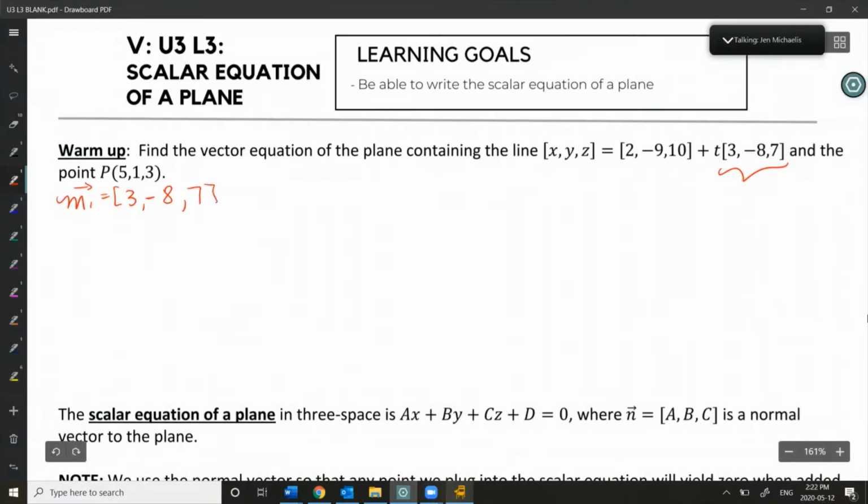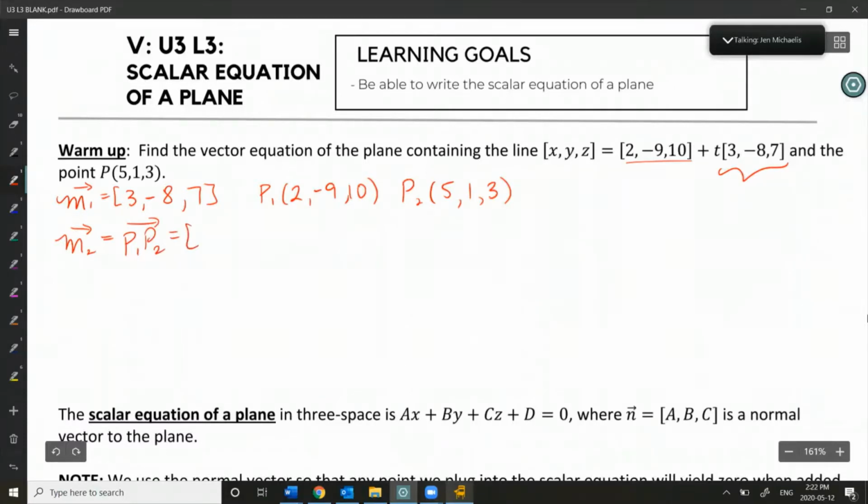Now, my second direction vector isn't super visible right now, but I do know that this is a vector that connects (0, 0, 0) to a point on this line. Let's call this point number 1. I can use (2, -9, 10) as point number 1, and then we have a point number 2, which is (5, 1, 3). And in order to find a direction vector, I can simply find the vector that connects point 1 to point 2.